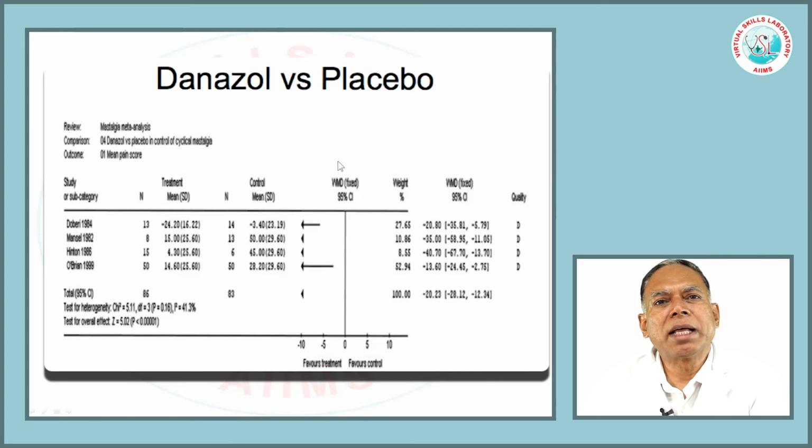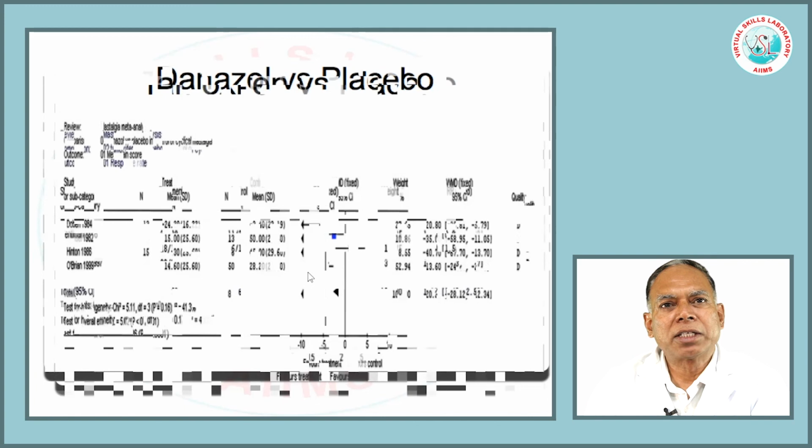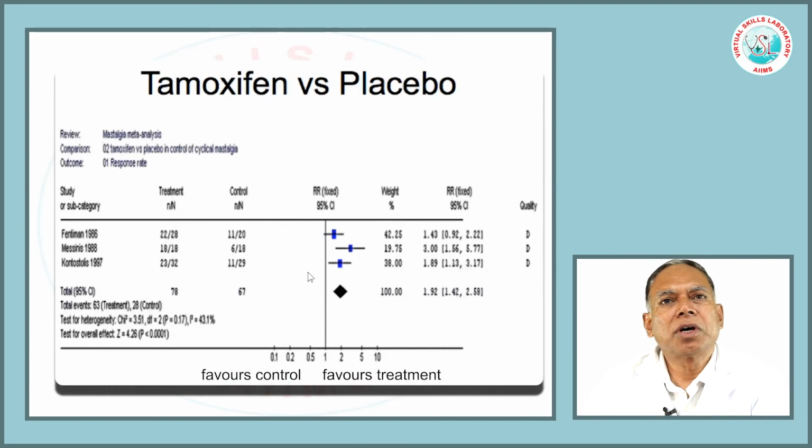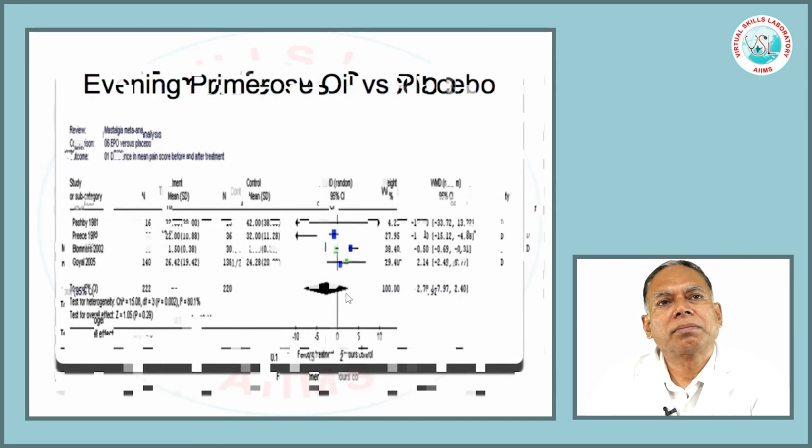Comparing Danazol with placebo, again women achieved significant pain relief compared to placebo. The Tamoxifen group, once again the pooled result presented as the black diamond here, achieved significant pain relief when compared to placebo. So, all these 3 drugs are significantly superior to placebo in relieving pain of mastalgia.